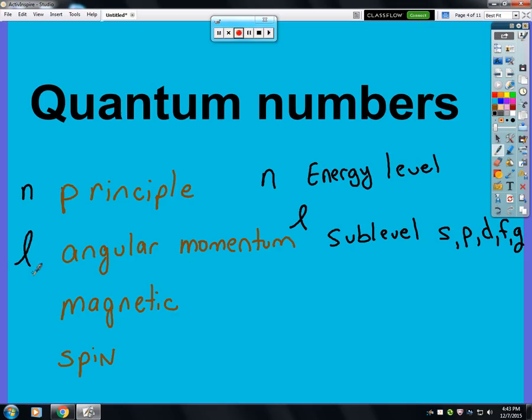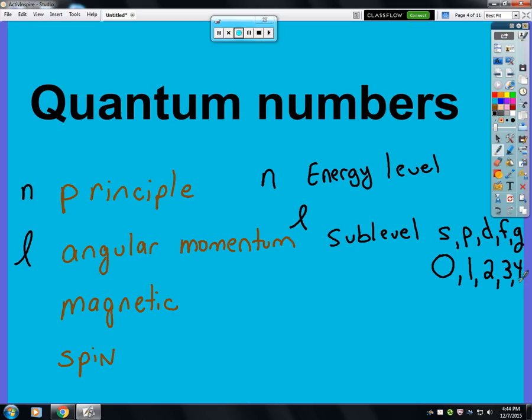Remember, these fit in a math equation, right? Okay. And these have a value of 0 to 1. So we're going to call S a 0, because S is shaped like a sphere. P we're going to call 1. D we're going to call 2. F is 3, and G is 4.